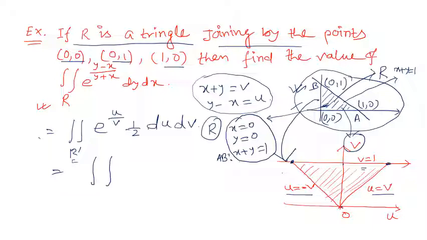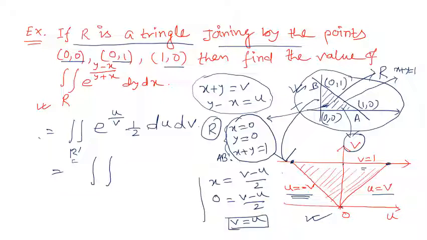Now I am using these straight lines to find out the limits, or to draw this picture, right? So x equals 0. We have already calculated that x equals (v minus u)/2, and so here I am putting x equals 0. So we will have (v minus u)/2 equals 0, right? That means v equals u.